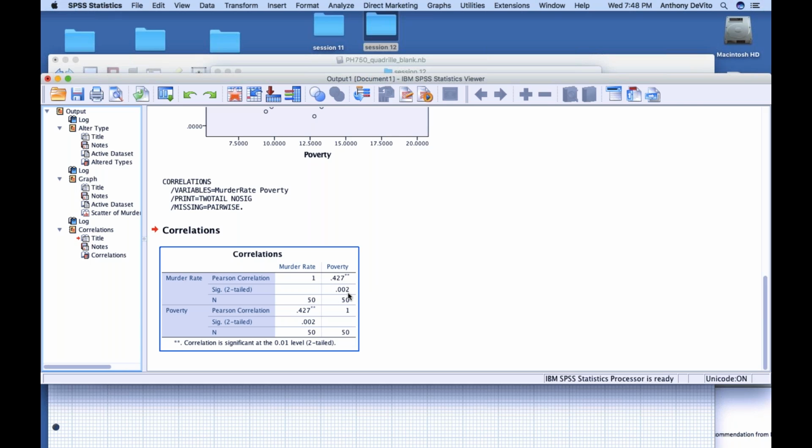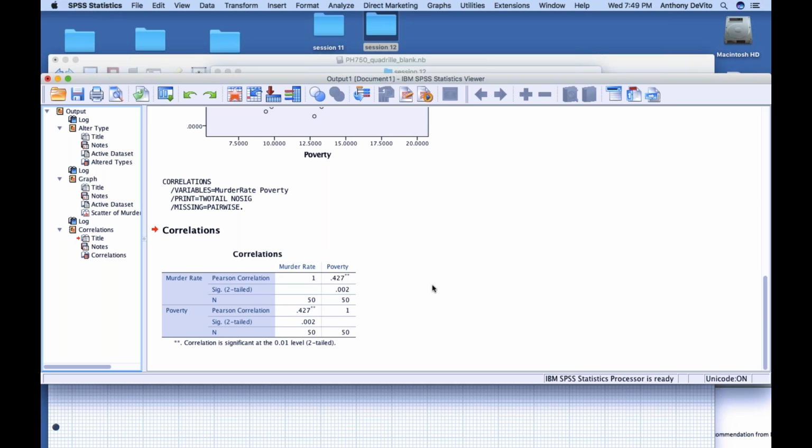Well, yeah, it's less than 0.05. The probability of my being wrong, if I reject that null hypothesis that there's no association and say that there is an association, chances I'm wrong is less than 5%. So I'm going to go ahead and say that there is an association here. Not a perfect one, not a perfect correlation, certainly, but there is one. We know it's positive. As the poverty level goes up, the murder rate tends to go up as well.